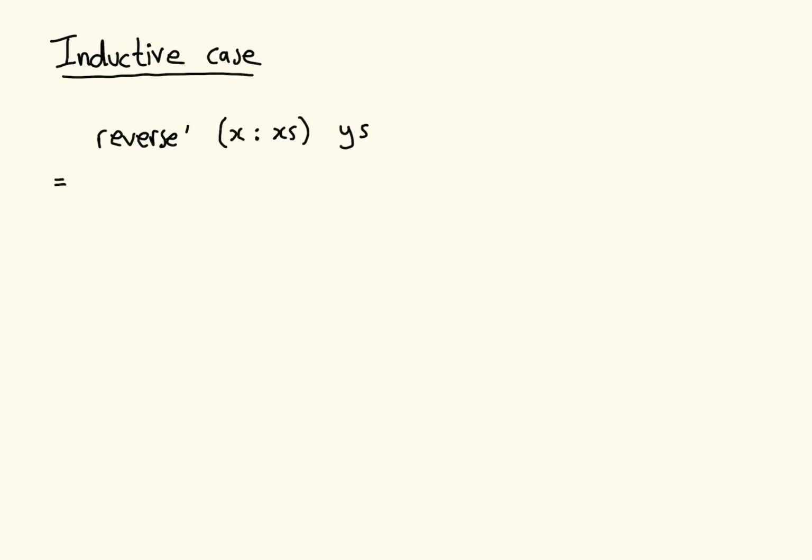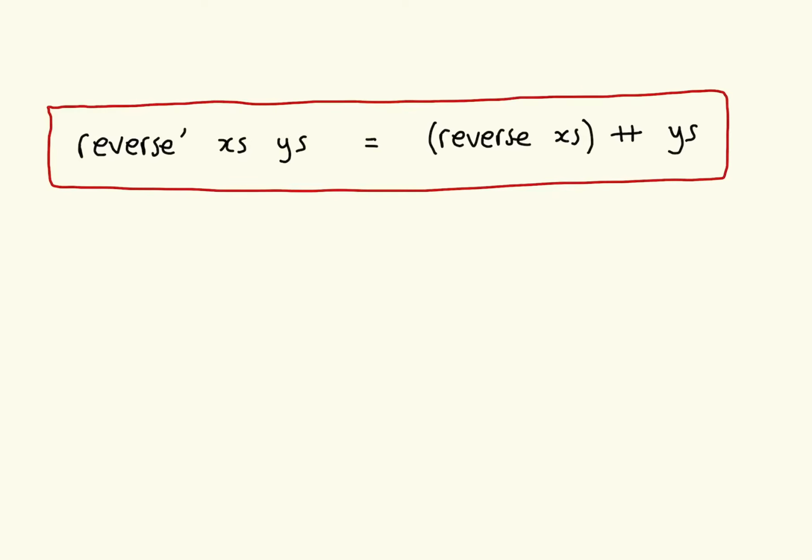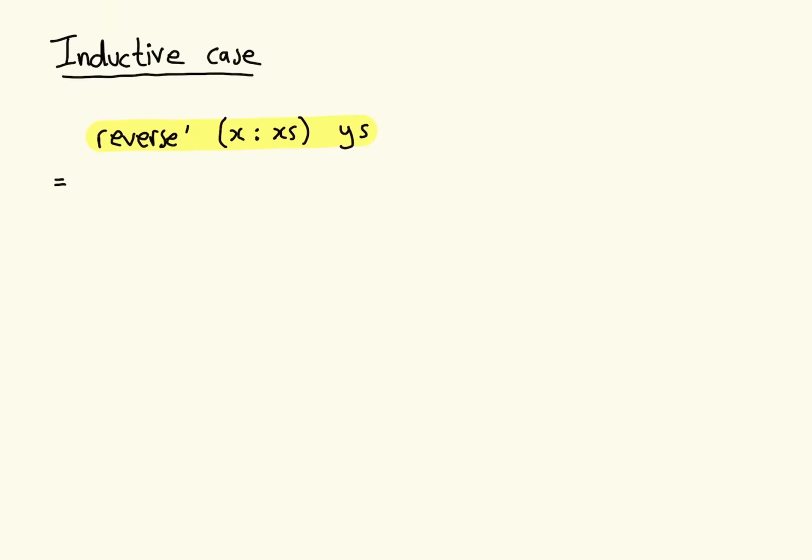So what can we do? Well, if we look at what we've got here, again, the only thing we know about the reverse prime function is that it has to satisfy this specification here. So just like in the base case, in the first step, we can simply rewrite this, and let me move this down a little bit. We're going to say we get reverse of x followed by x's, and then plus plus y's. So all I have done in the first step here is applied my specification.